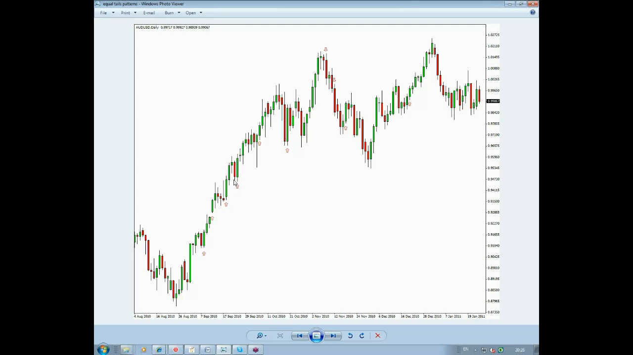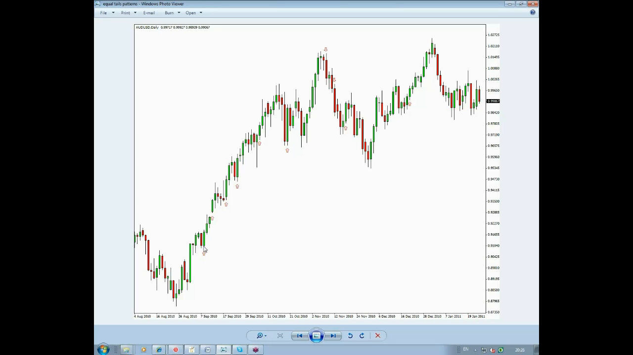This high was broken, and the high of this candle was also broken, and the green candle also closed above the high of the previous candle. In such a situation, most likely the trend will continue. Right? Now we had this situation with a gap. You see it? Equal tails situation after a gap.